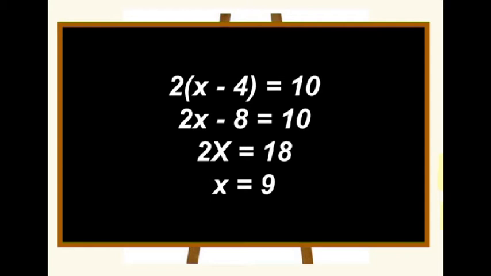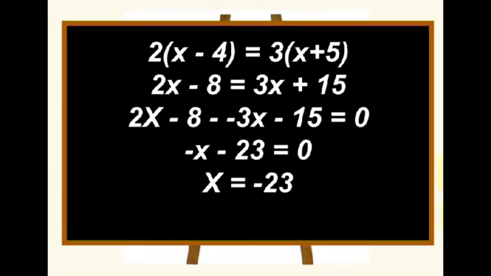Very often the x's appear on both sides of the equation, and in this case there are brackets as well. So I expanded the brackets, and what was on the right hand side I moved to the left, changing the signs of course. I then collected up the x terms and the number terms. This gave me minus x minus 23 was 0, and that means that x is minus 23.